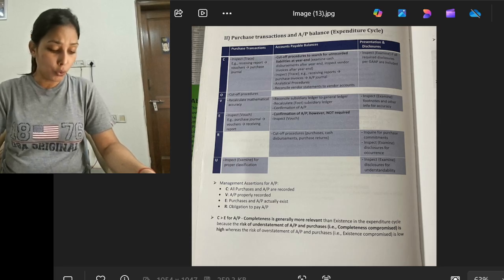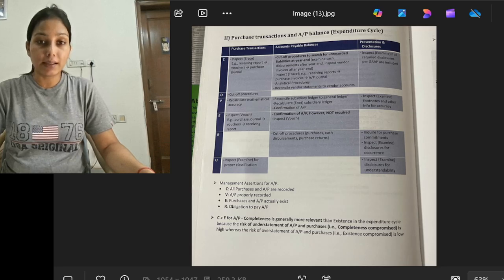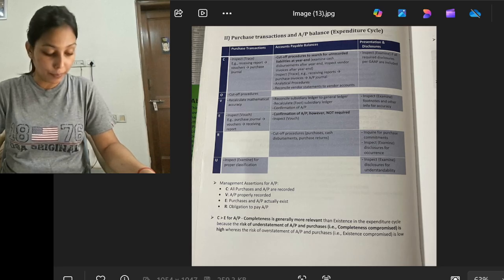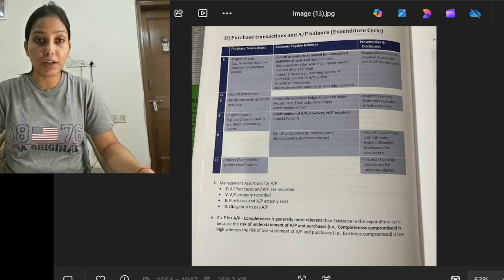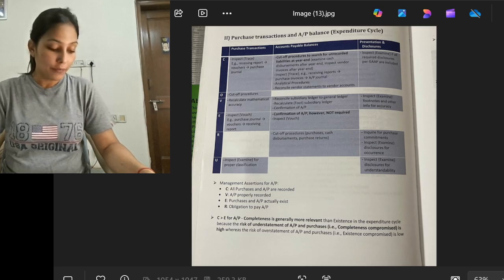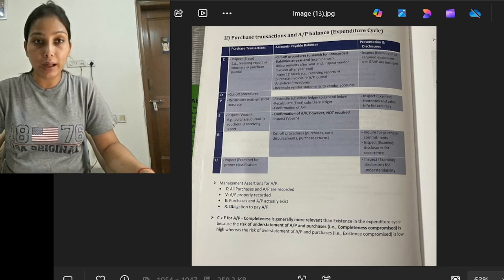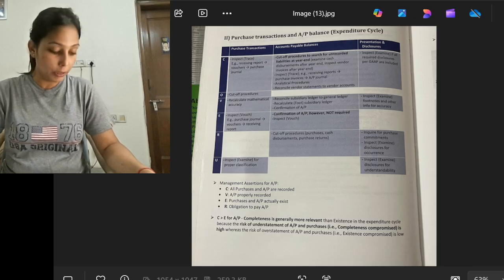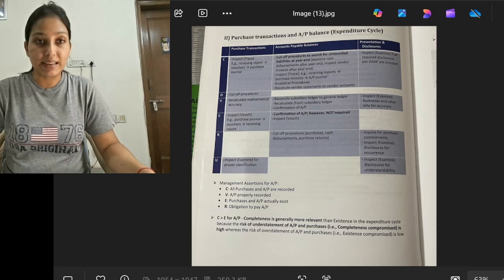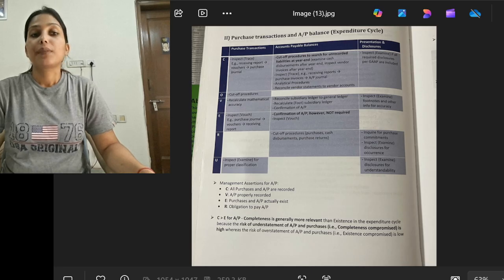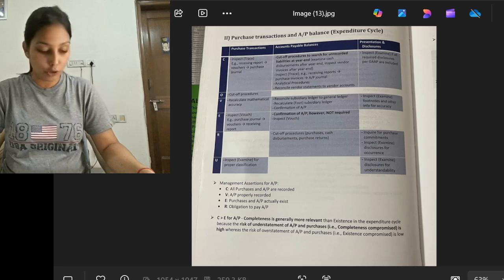So broadly, four assertions are used here. Completeness: whether purchases and AP are recorded completely or not. Valuation: whether accounts payable are valued at the correct amount or not. Existence: whether they both exist or not. And rights and obligations: the obligation to pay, meaning whether accounts payable exist or not. So these are the four broad assertions which are related to expenses and accounts payable.